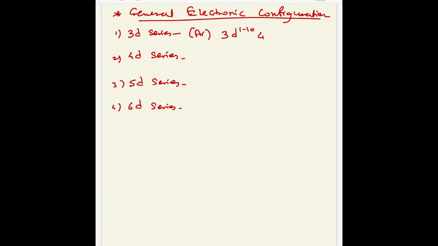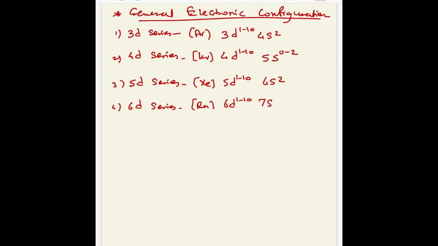4s 2 electrons. For the 4d series, krypton, 4d 1 to 10 electrons, 5s 0 to 2 electrons. For the 5d series, xenon, 5d 1 to 10, 6s2, and for the 6d series, radon is the nearest noble gas, 6d 1 to 10 and 7s2.